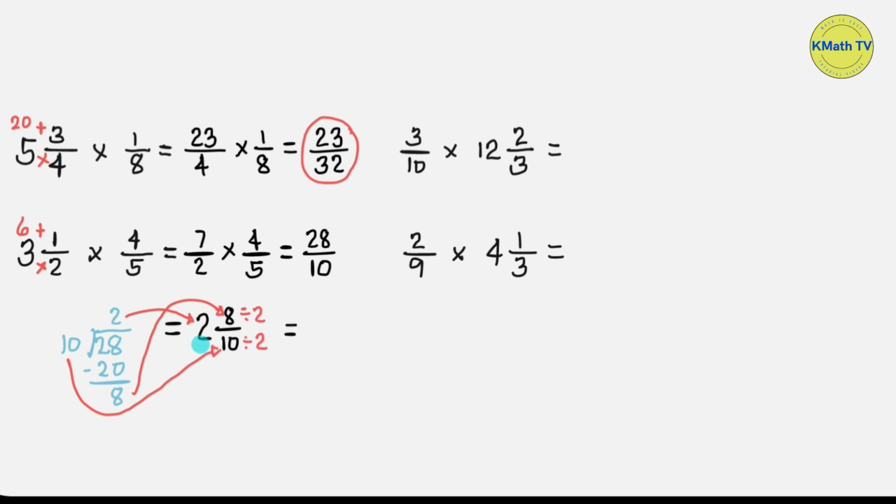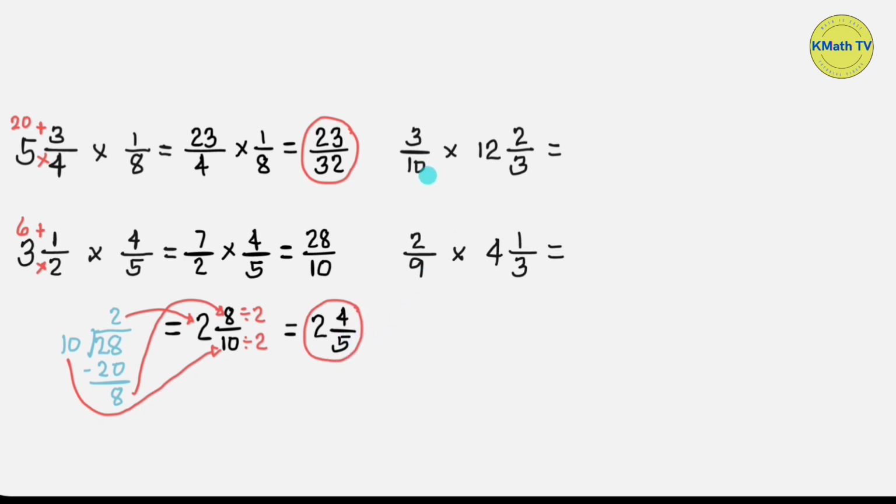Okay, copy the whole number 2. Then divide the numerator. 8 divided by 2 equals 4. And divide also the denominator. 10 divided by 2 equals 5. Okay, the final answer is 2 4/5.